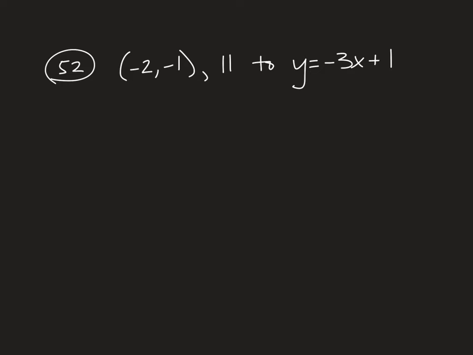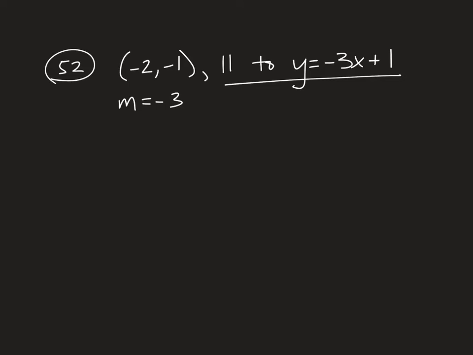52 is multiple choice. It's asking us to find the equation of a line, and they're all in slope-intercept form. All of our answers are. It's asking us to find the equation of a line that passed through this point and is parallel to this line right here. We know parallel lines have the same slope. So the information that we're getting from this is that our slope is also negative 3. Note that we do not care about this 1.